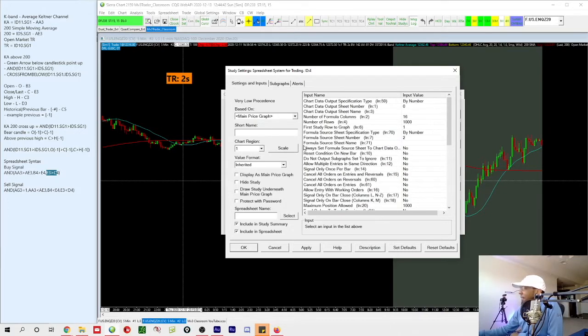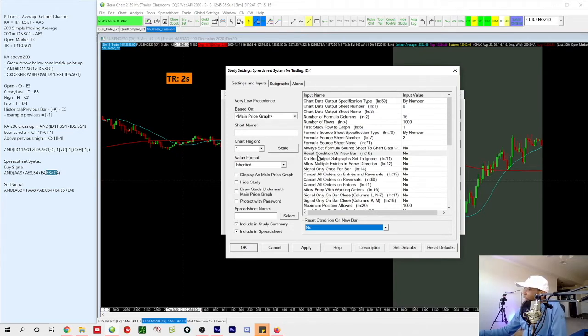Here are some things that I want to point out to make sure that we are aware of, because these settings can be pretty important depending on what you're trying to do. The first one is reset condition on a new bar. For this one, me personally, I don't want it on. So every time we have a new bar, it's going to do just exactly what it says.